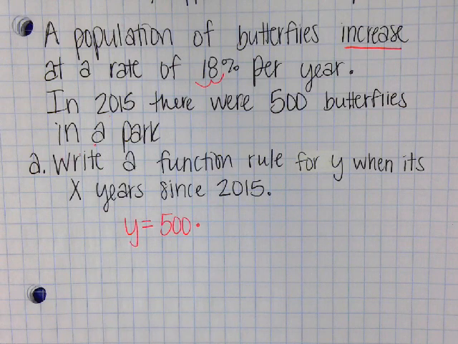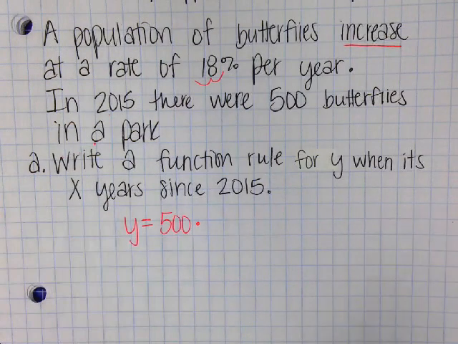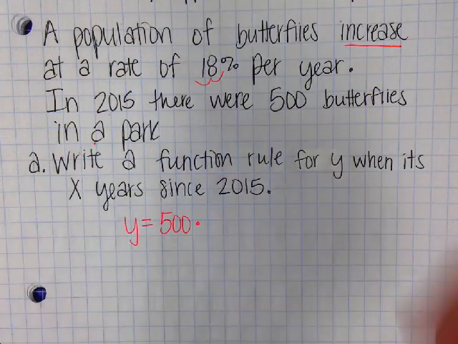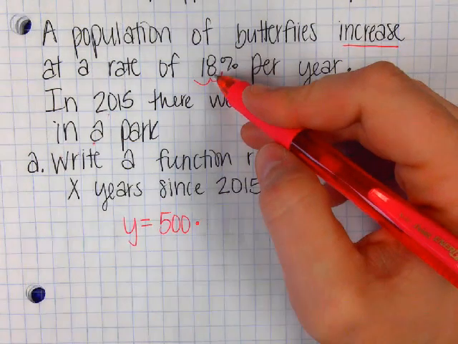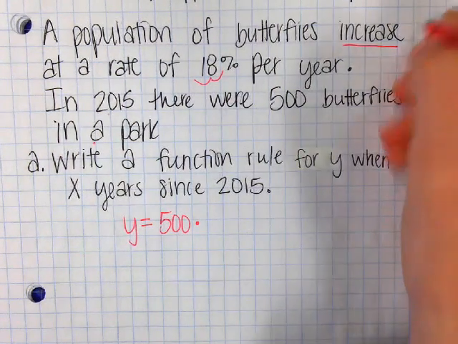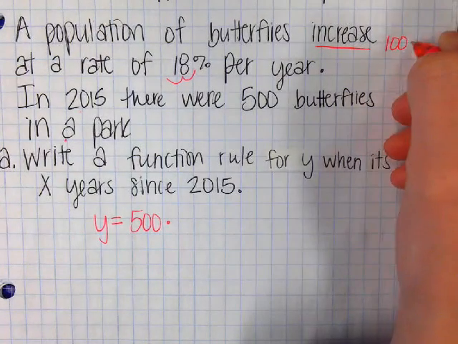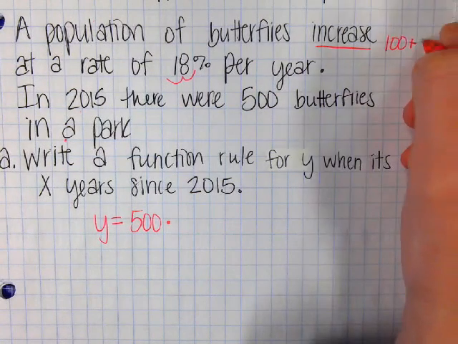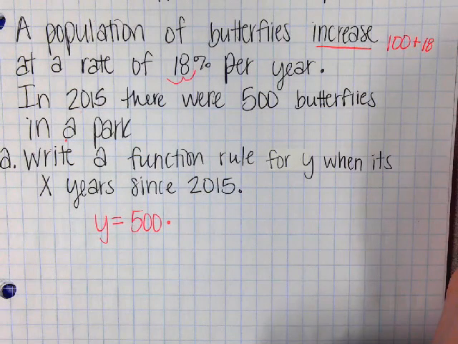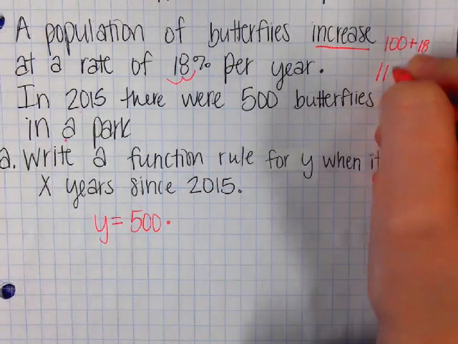If it was exactly the same every single year, what percentage of the butterflies would I have? If I had the same exact amount? 100%. So anytime something stays exactly the same, it's 100%. Now, if it's increasing by 18%, you're going to say 100% because that's normal. That's how much if it stayed the same. Now, increase means I'm going to add 18%. What is 100 plus 18? 118.